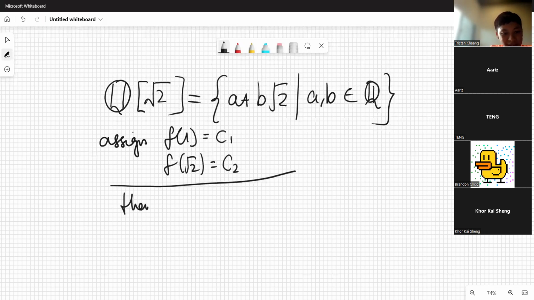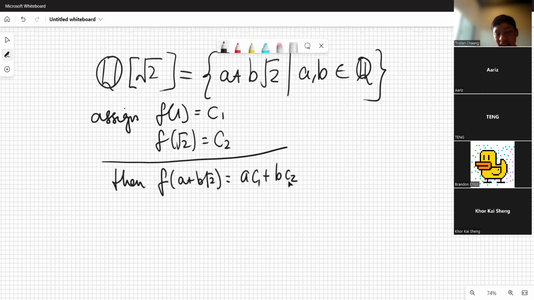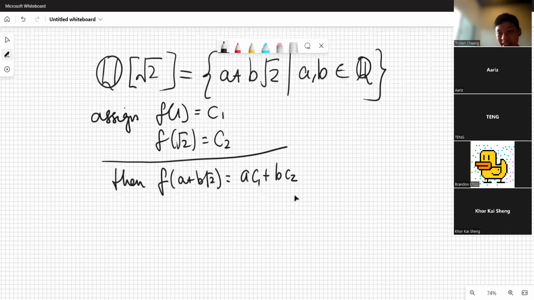Then in general, f(a + b√2) is a·c1 + b·c2. Oh, sorry, a·c1 plus b·c2. And you can just check, this satisfies the Cauchy equation for Q[√2]. It satisfies the Q[√2] version of the Cauchy equation.